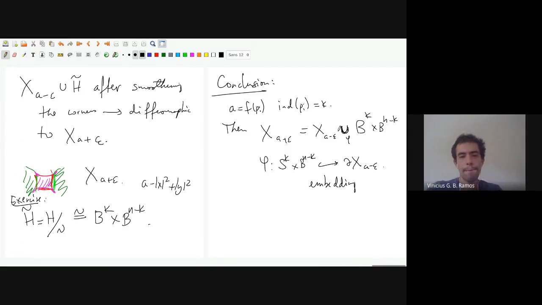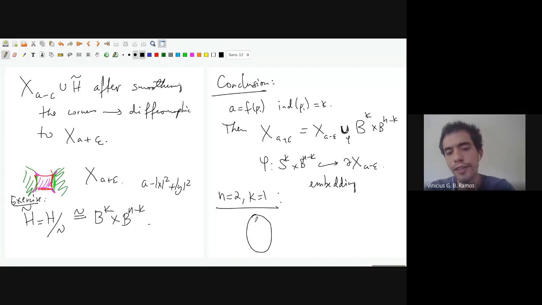Other questions? Maybe you want to see the examples first. Let's go through the examples. The examples might be enlightening. So let's go again to the case n equals 2, k equals 1. So let's go to our favorite Morse function.